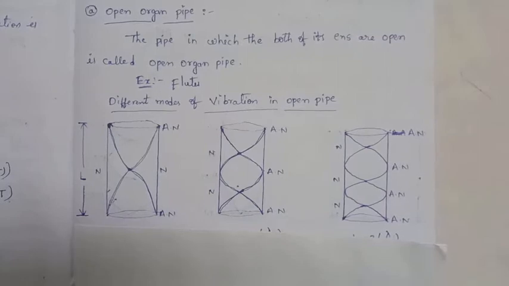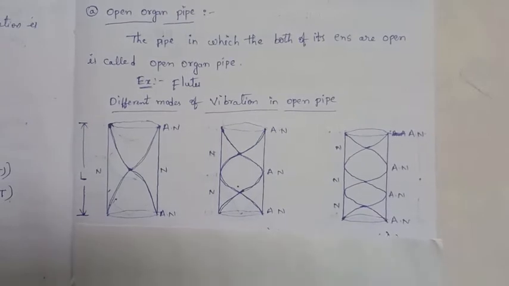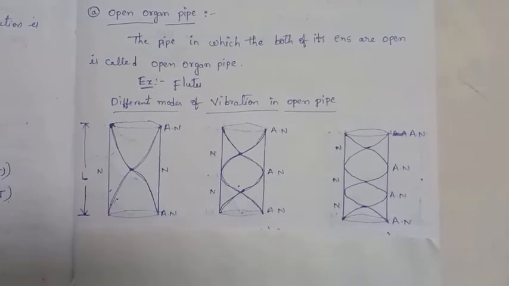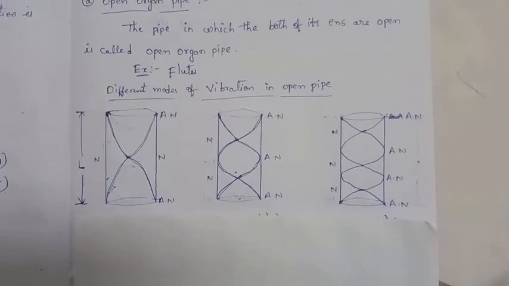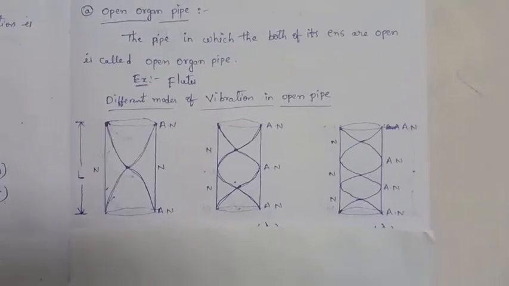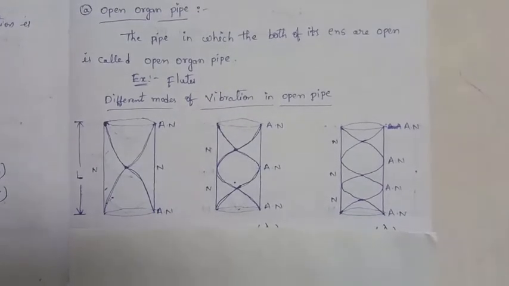In that flute we can create different types of sounds. So how will they be? Based on the basic fundamental frequencies, what are the basic fundamental modes in the open organ pipe? Now we will discuss. What is meant by open organ pipe? The pipe in which both of its ends are open is called open organ pipe, like this manner.